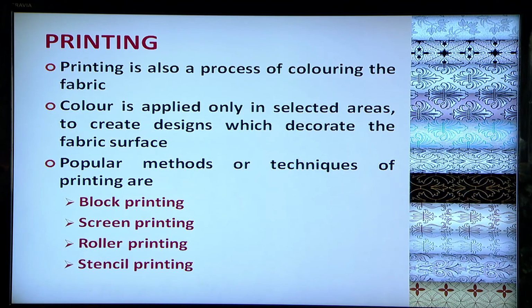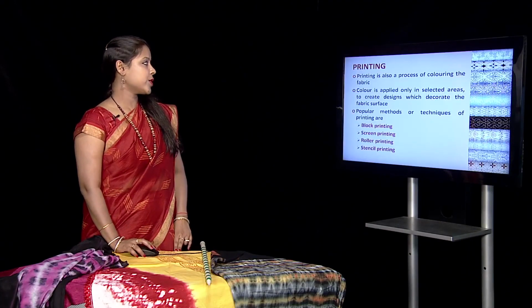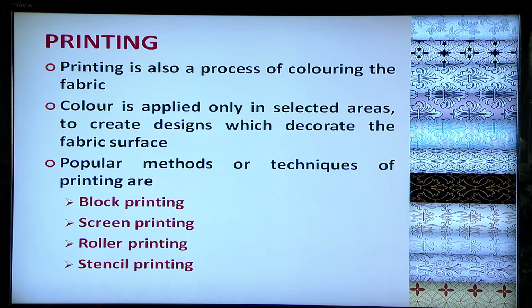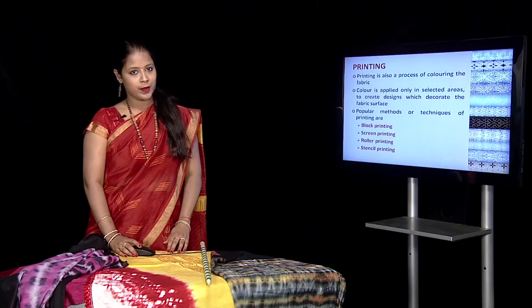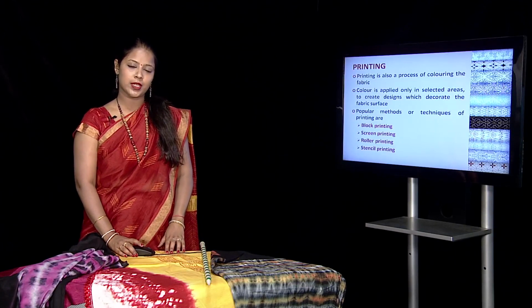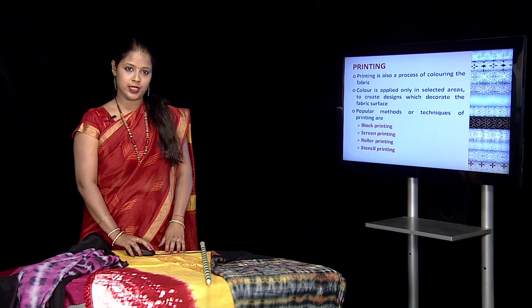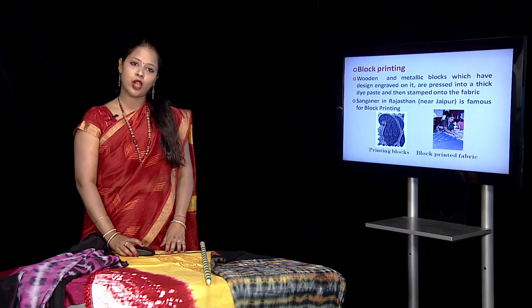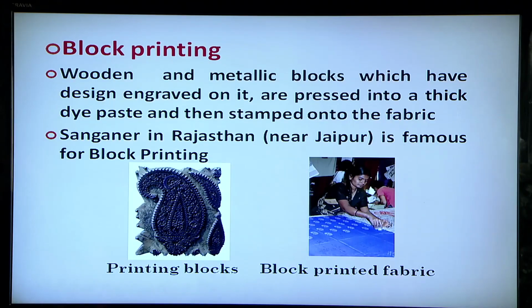Next, after dyeing, is the technique of printing, which is also the process of coloring the fabric. The color is applied only on selected areas to create designs which decorate the fabric surface. There are various methods of printing which are being used, like block printing, screen printing, roller printing or stencil printing. But today we will be discussing only block printing in detail. In this, wooden or metallic blocks which have the design engraved on them are pressed on the thick dye paste and then stamped onto the fabric to produce the design. Sanganer in Rajasthan is famous for block printing.